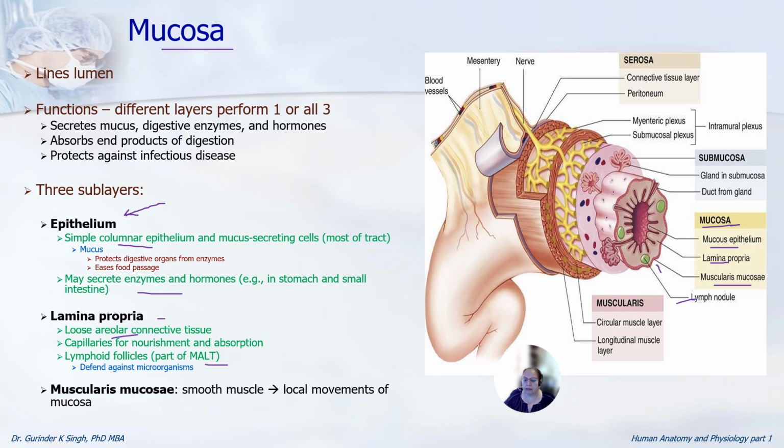Okay, and the muscularis mucosa is a smooth muscle cell layer, and this actually helps to keep things moving in the mucosa, which is kind of mucus movement, etc.